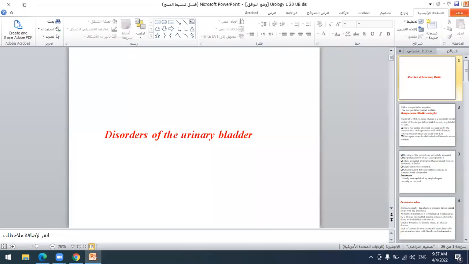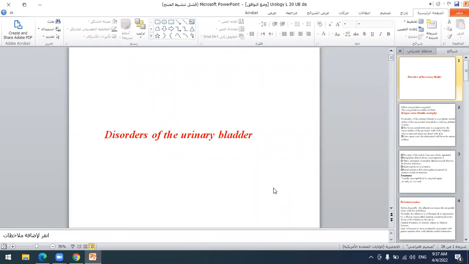Today we'll discuss the disorders of the urinary bladder. The urinary bladder, as you know, is a muscular sac lined by transitional epithelium, covered by three muscle layers, and also enveloped by the serosa.